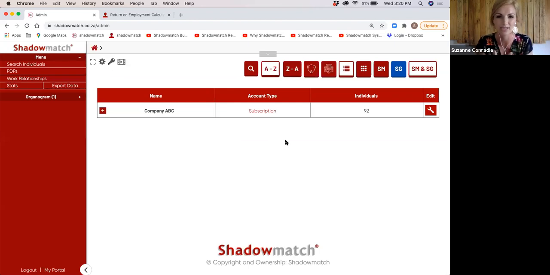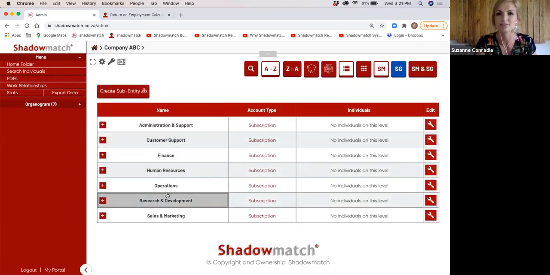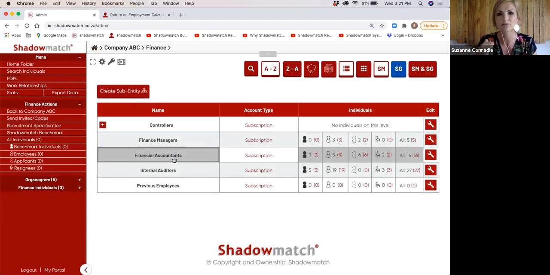How do I do this and where do I find it? And what do I mean by this type? If I go into this company ABC, they have created their structure according to their unique organogram. And in each of the roles within their area, the individuals are marked according to the type or function that they fulfill in the business. Are they part of the benchmark group? Are they currently employees employed in this specific role? Are they applicants applying to this role? Or are they individuals that have worked in this role but have now resigned?